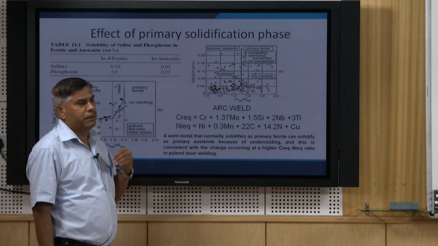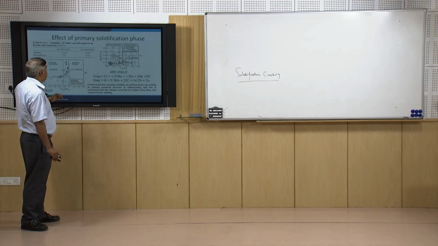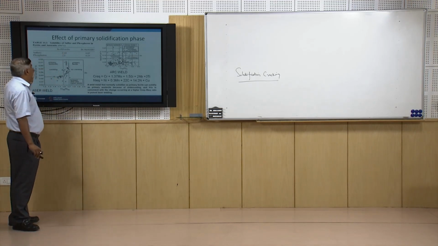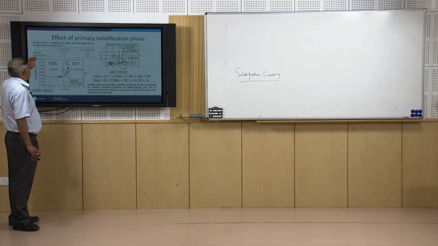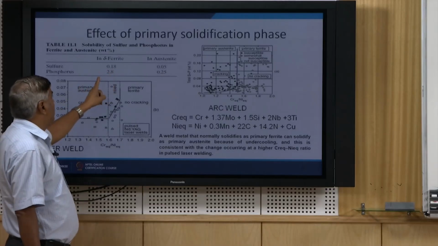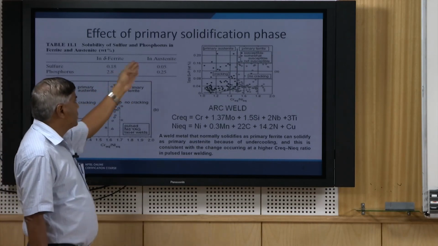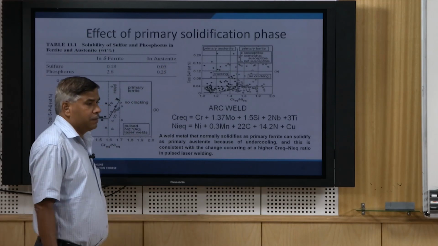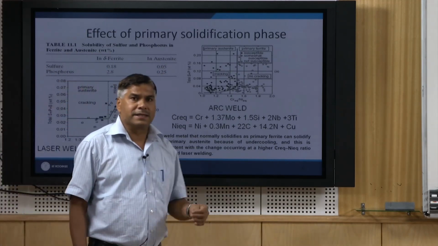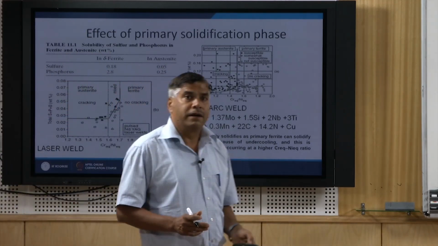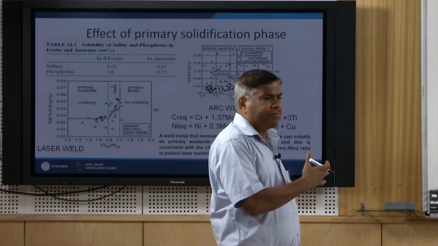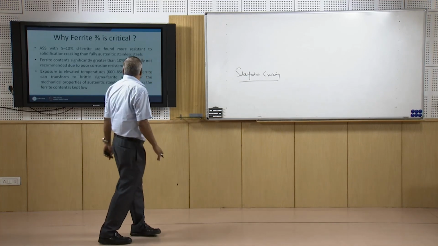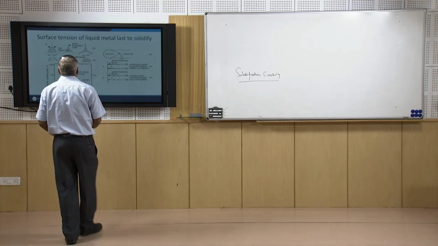Why does formation of primary ferrite lower the cracking tendency? That is what we can see from this diagram: ferrite has a higher solubility for sulfur and phosphorus, that is 0.18 and 2.8, as compared to austenite. The solubility of these impurities in austenite is very negligible. So, the ferrite acts as a sink for these impurities, and therefore it absorbs all these impurities and lowers the cracking tendency. That is what we have seen.